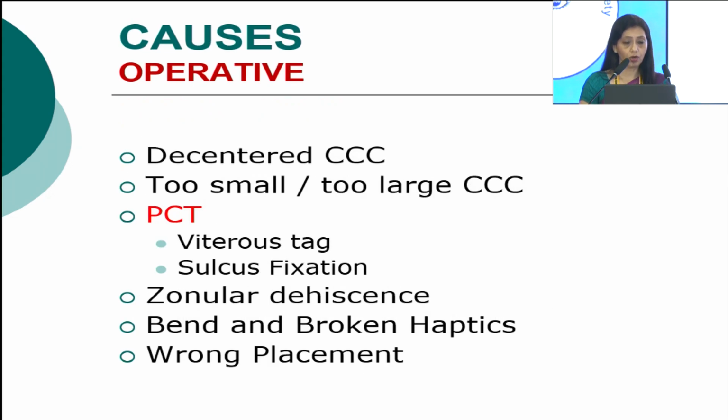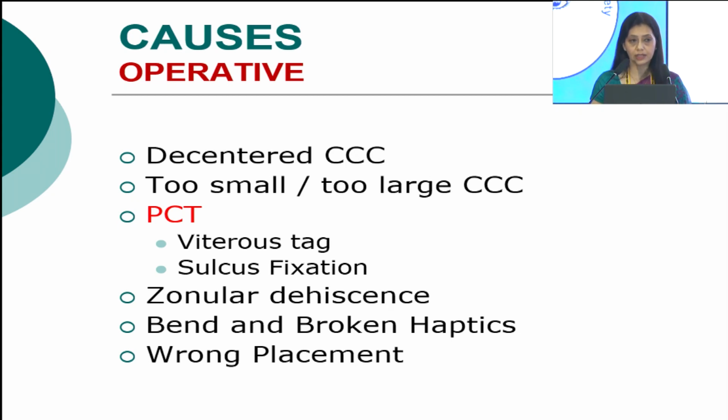Now the operative causes which lead to a decentered IOL, the first is the decentered capsular rhexis. So when a rhexis is not central, often it leads us to a decentered IOL. A too small or a too large CCC leads to a decentered IOL. A posterior capsular tear, leading to a vitreous tag or to sulcus fixation of the IOL, is also an important cause of a decentered IOL.